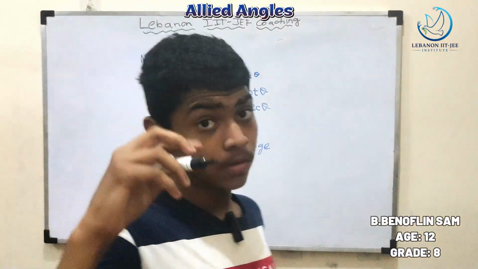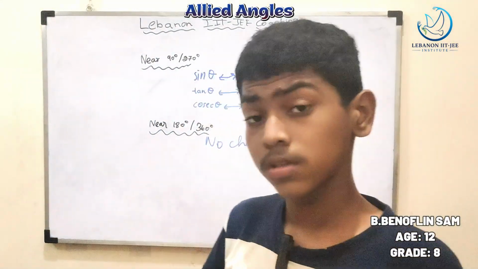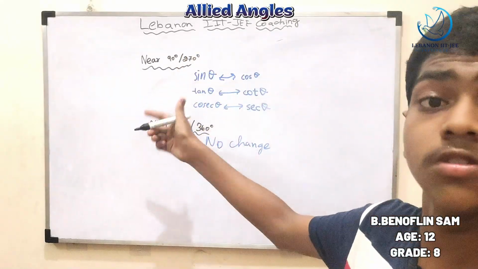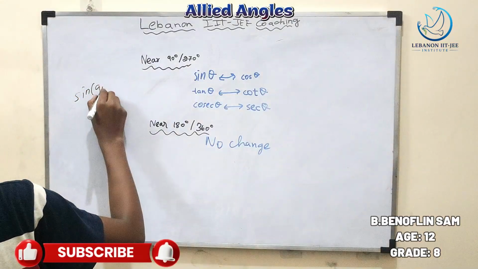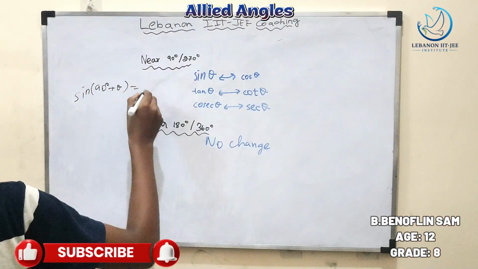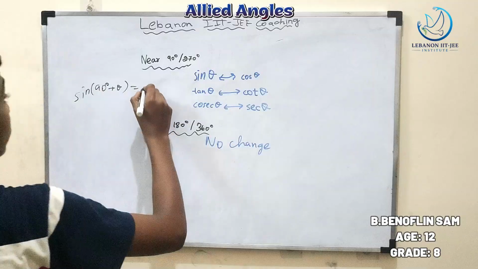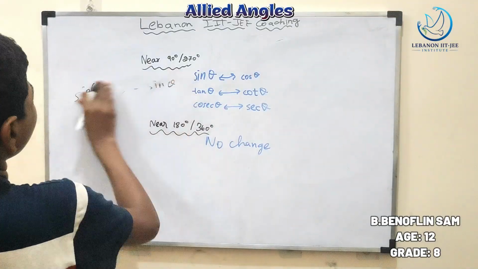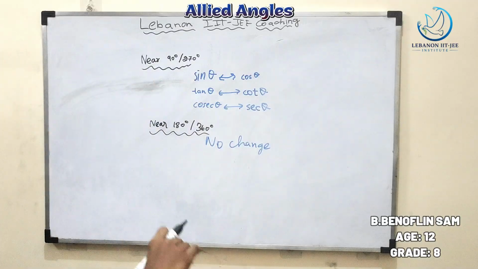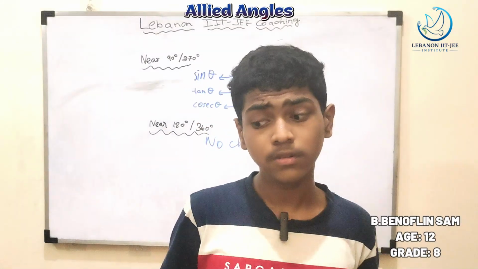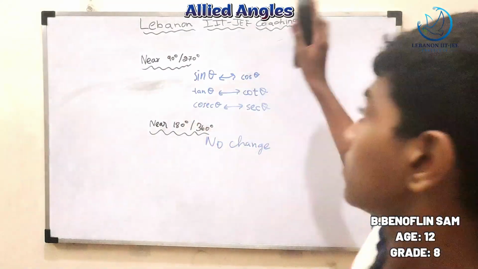But in schools, they will teach it like this: sine of 90 degree plus theta is equal to, sorry, cos theta. But I do one technique to do it without formulas. Let's go straight to it.